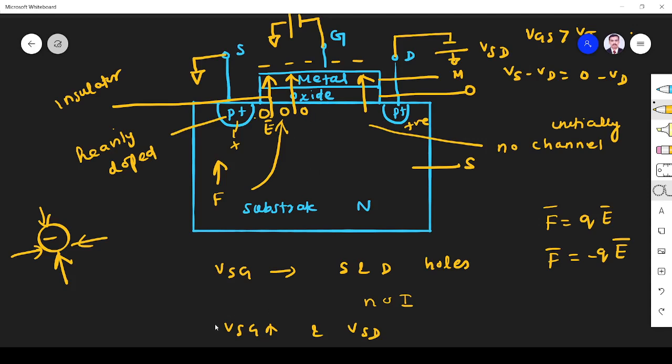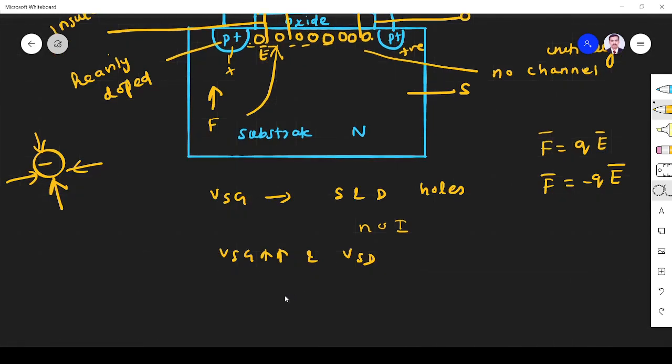Then when you increase VSG further, a lot of holes from these two heavily doped regions are attracted towards this region between these two. So when VSG exceeds some threshold VT, right? Beyond some VT, the channel is completely formed and the current starts flowing with the proper VSD, right?